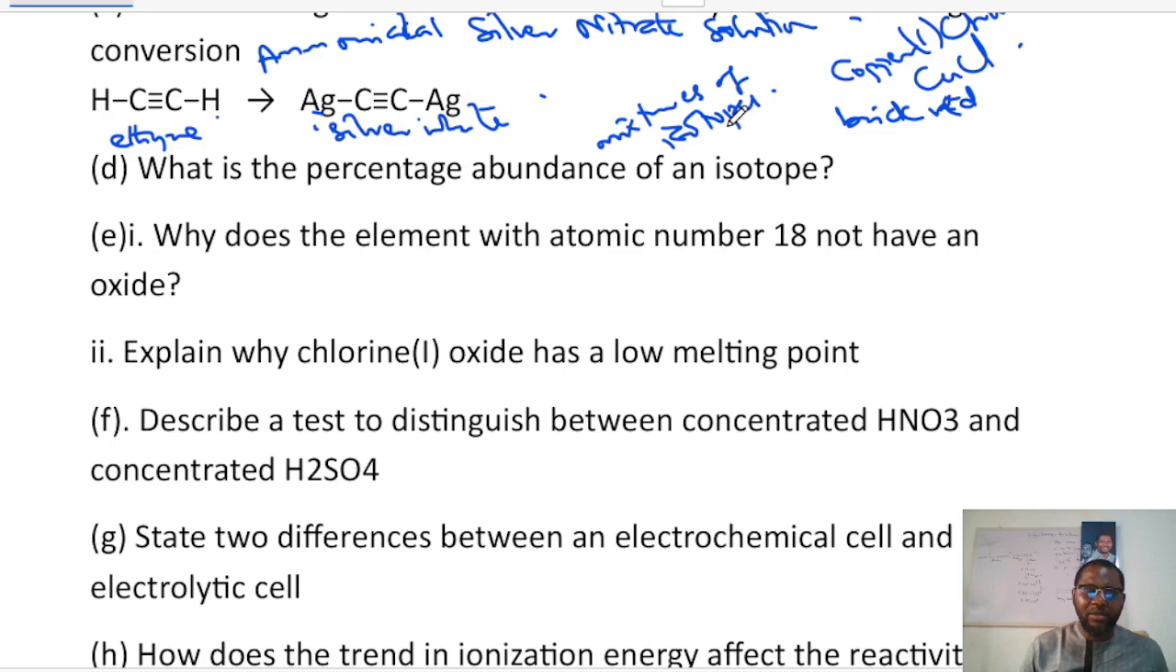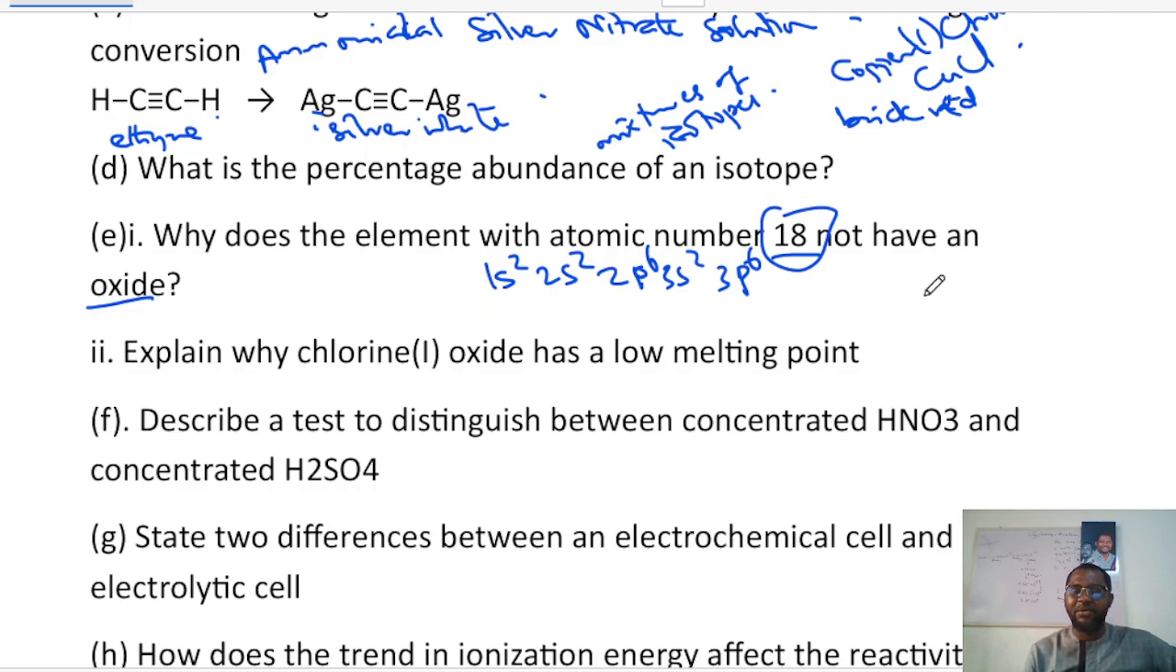Okay, so the next question says, why does the element with the atomic number 18 not have an oxide? An element with the atomic number 18 does not have an oxide because the configuration is very stable. It is completely filled. If I write the configuration for 18, I already mentioned something like that earlier: 2p6, 3s2, 3p6. All the electrons are completely filled. They are completely used up. So there is no one available for bonding. Okay?